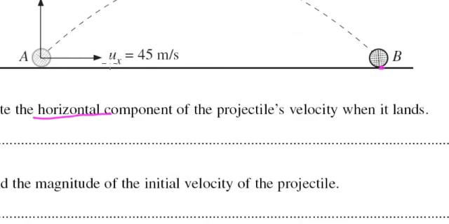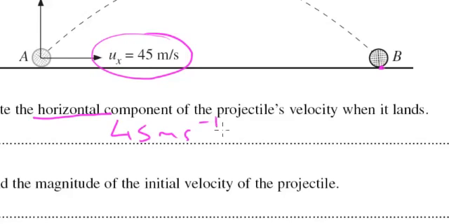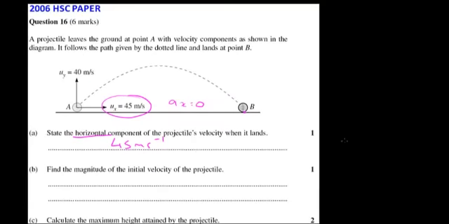Horizontal component is going to be the exact same thing as it first left. It's going to be 45 meters per second. Why? Because there is no acceleration in the horizontal direction. So it just stays the same. The velocity stays the same in the horizontal component.